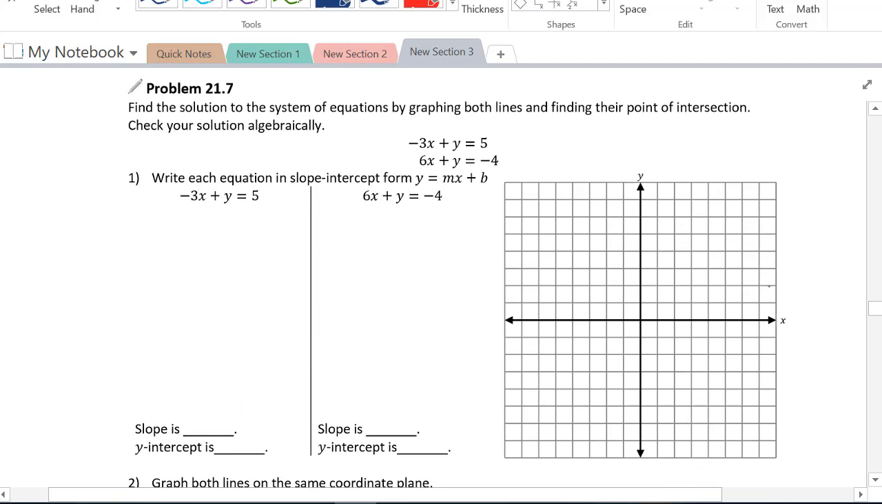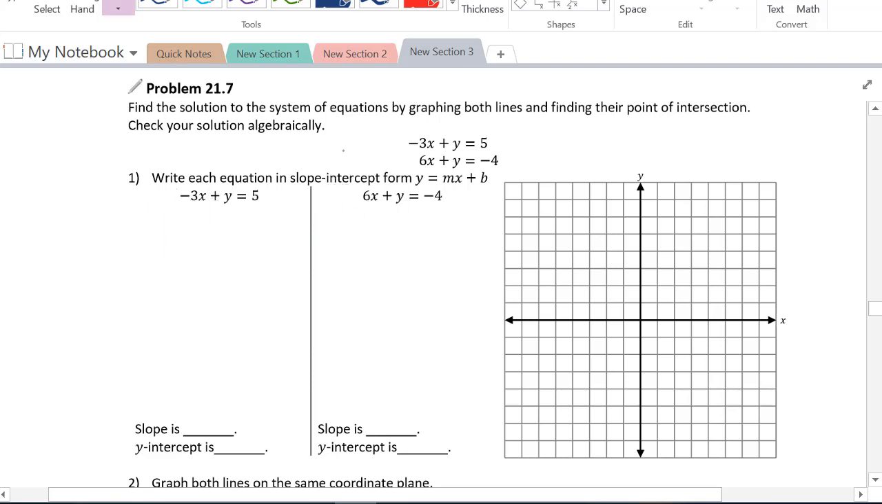Okay, so let's look at 21.7. On 21.7, we're basically going to graph both of the equations. Here's one equation, negative 3x plus y equals 5, and the second equation is 6x plus y equals negative 4. Here are our two equations. We're going to graph both of them.